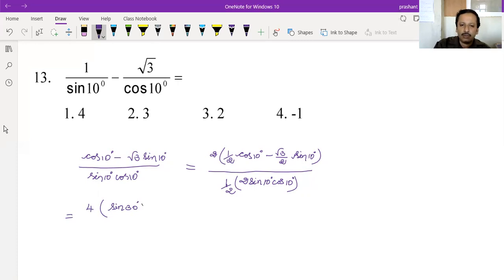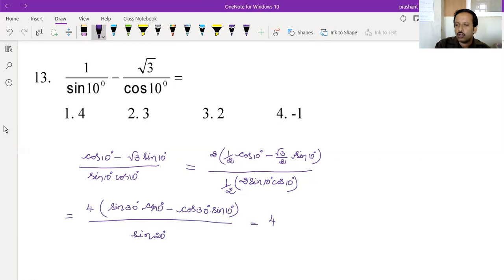Okay. Into cos 10 is there already minus this root 3 by 2. I'll write root 3 by 2 as cos 30 degree into sin 10 degree. Divided by this 2 we have already taken up. Now 2 sin 10 cos 10, it's 2 sin theta cos theta, that is equal to sin 2 theta. Sin 2 into 10 degree, it will become sin 20 degree. That's equal to 4.